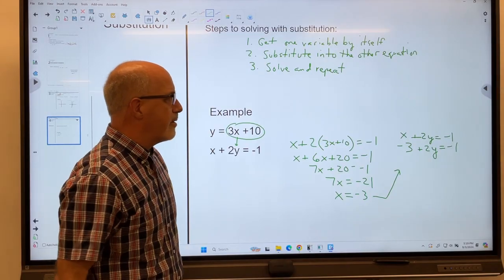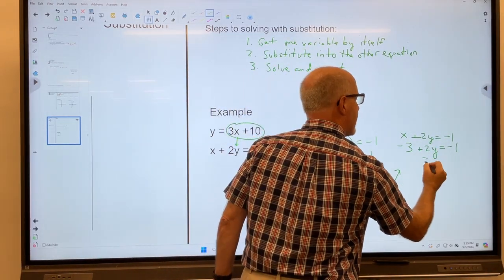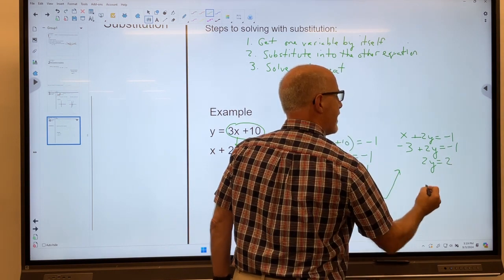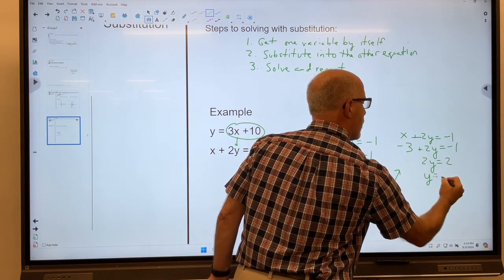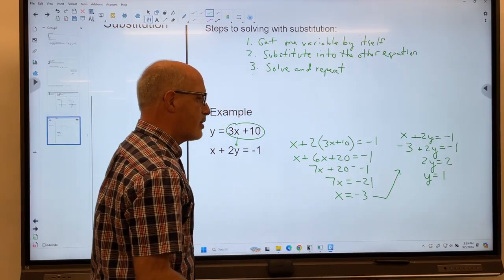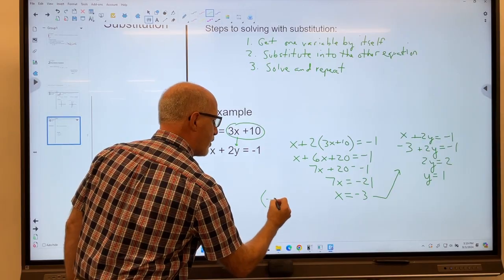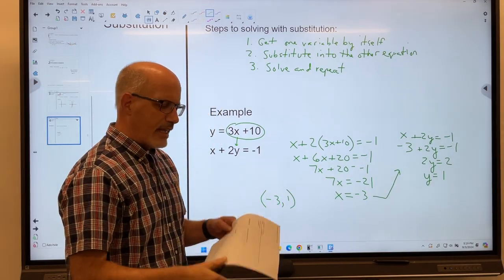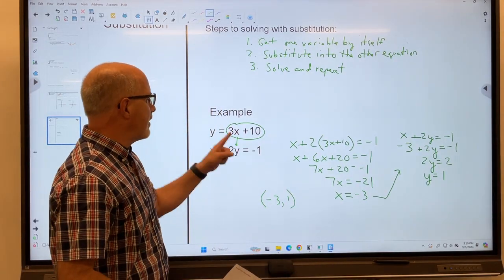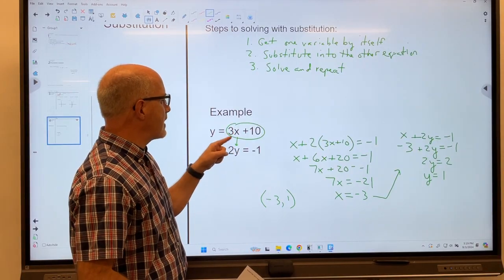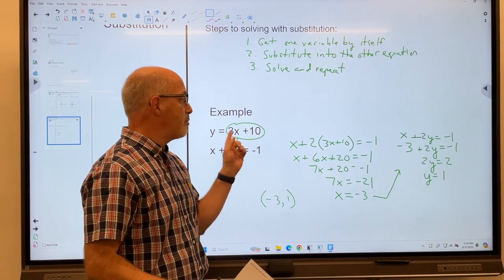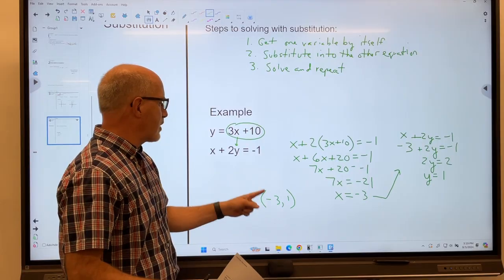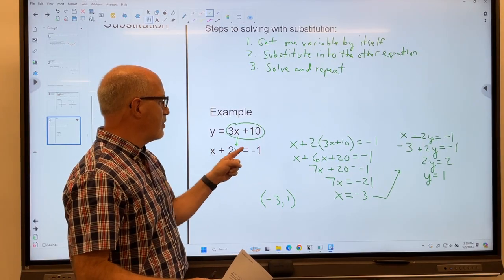Substitute in the negative 3. Now go ahead and add 3 to both sides. 2y is equal to positive 2. And then we go ahead and divide by 2, and you get y equal to 1. So our solution should be the ordered pair, negative 3, 1. Let's check it to make sure. If you put a negative 3 in for x here, negative 3 times 3 is negative 9, plus 10 is equal to 1. And we figured out by putting it into this one, it works here, negative 3 plus 2 is also equal to negative 1.